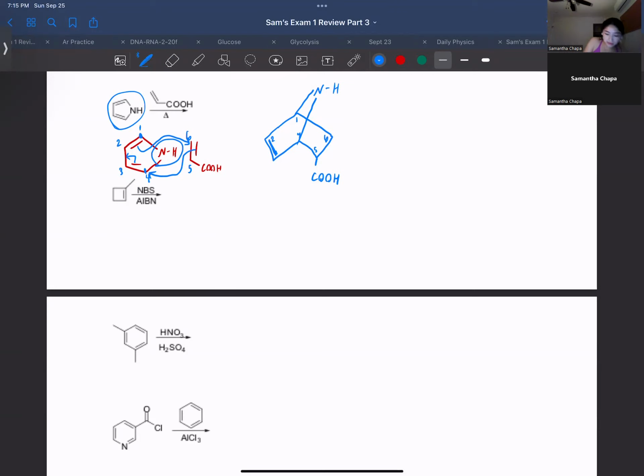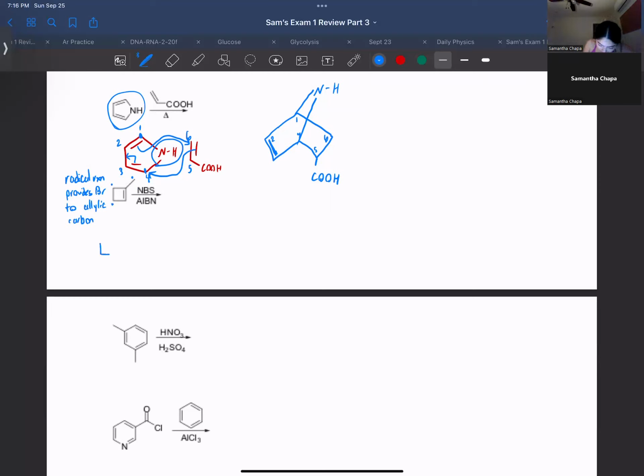NBS is also a radical. Let me write that down. So radical reaction, and then provides bromine to allylic carbon. Okay, so just looking at this compound, I'm going to put all my radicals in the allylic position.